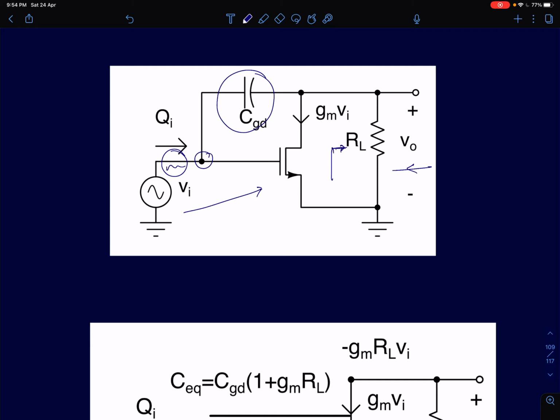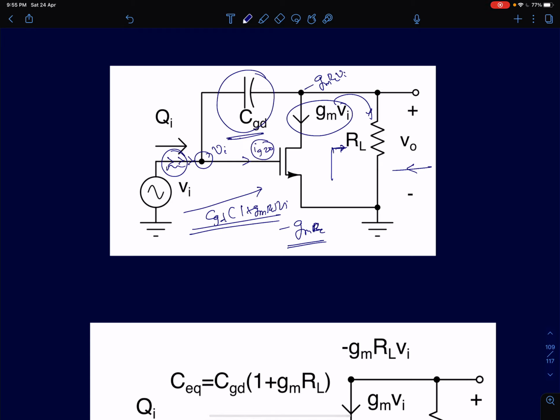The DC gain of the circuit is minus Gm times RL. So you have this drain current GmVi flowing into a load resistance, and you will get minus Gm RL as the DC gain. Eventually the steady state voltage here is minus Gm RL times Vi, and this node voltage is Vi. So the total voltage this capacitance CGD is being charged to is (1 plus Gm RL) times Vi. All the charge has to come from the input voltage, because the current here is 0.